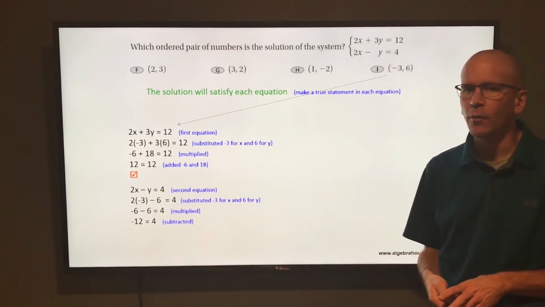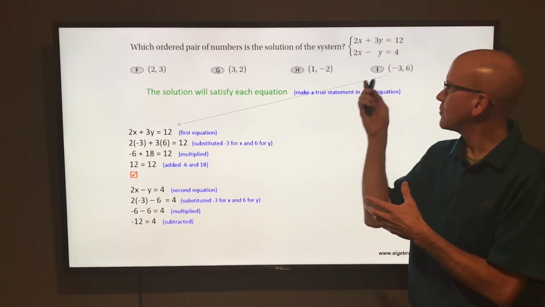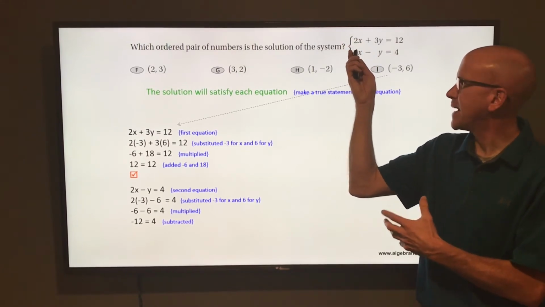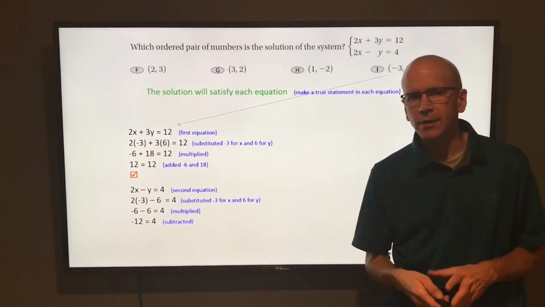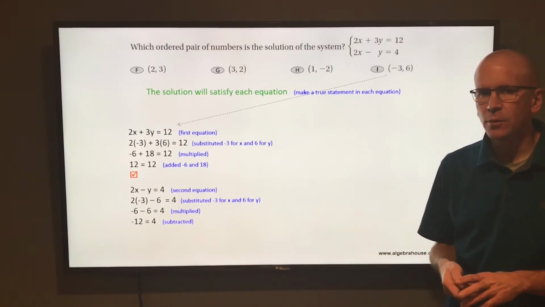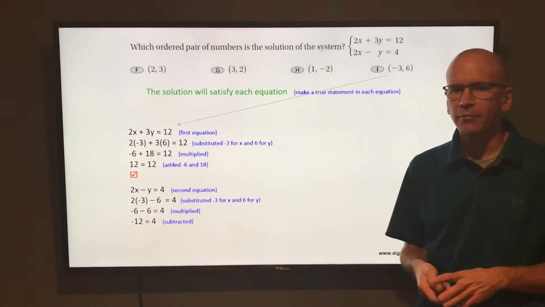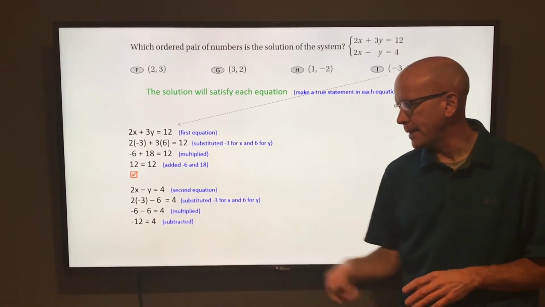-12 doesn't equal 4. So what we have there is a point that lies on the graph of one equation, the first one, but it does not lie on the graph of the second equation. So that couldn't be the solution. There's no way that can be the point that those 2 lines share because it doesn't lie on the graph of the second equation based on that.